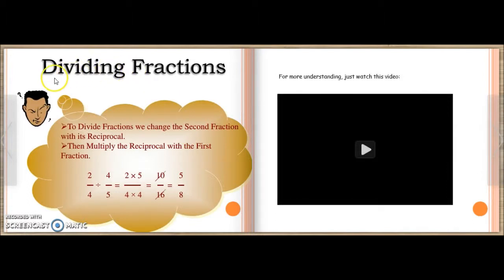Next is dividing fractions. To divide fractions, we change the second fraction to its reciprocal. Then multiply the reciprocal with the first fraction. For example, 2 over 5 divided by 4 over 5. Multiply 2 and 5 and 5 and 4, and we get 10 over 20, which is 1 over 2.